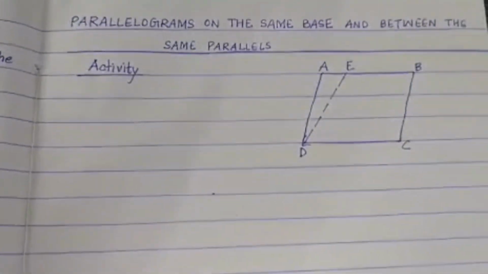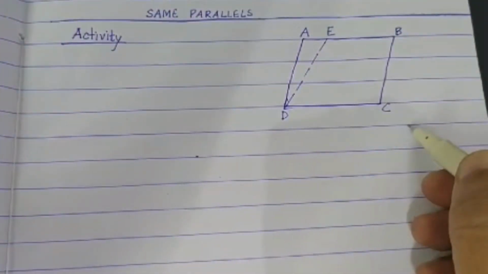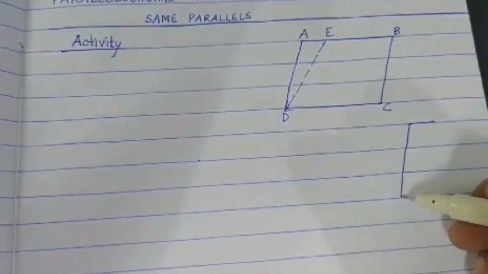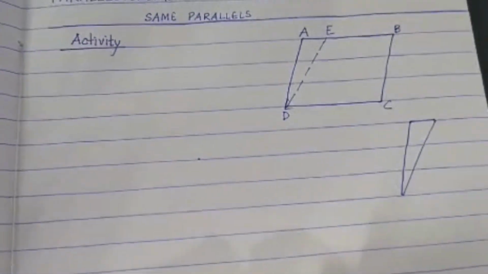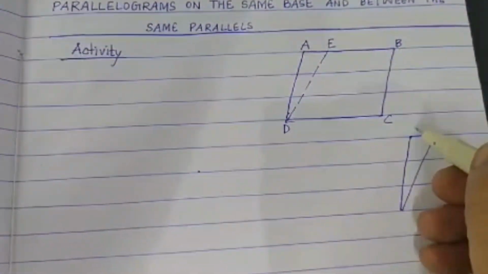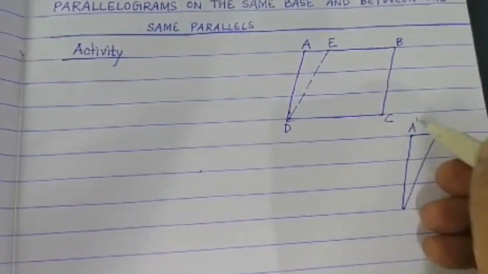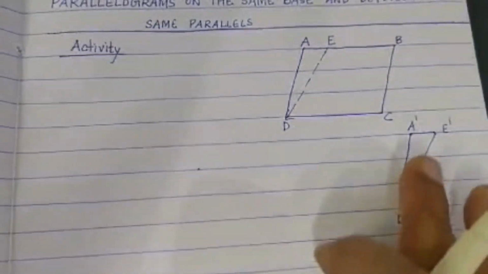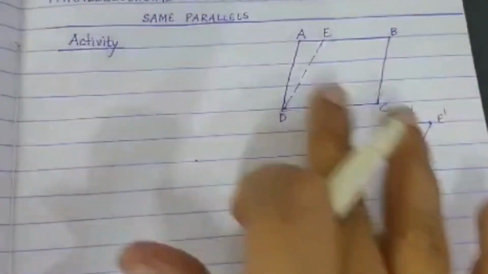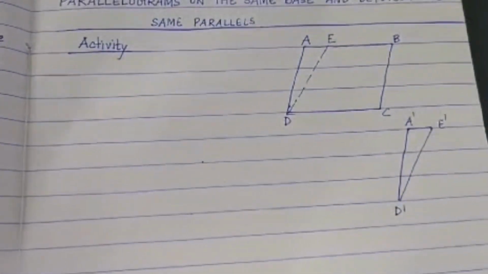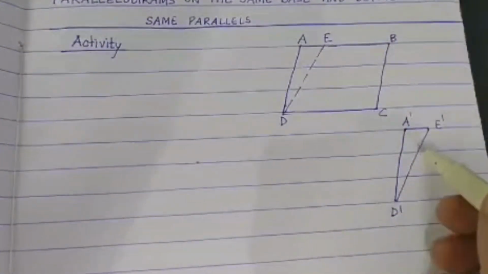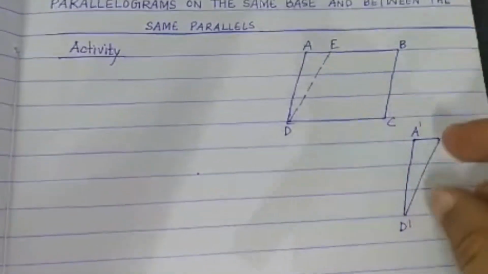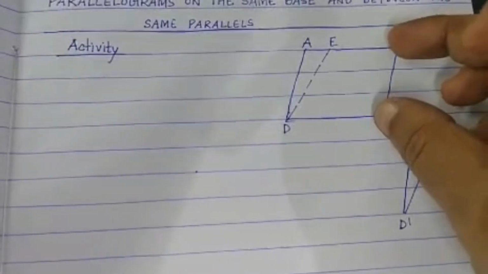So on another sheet of paper you cut a triangle congruent to this triangle, and you name it A dash, D dash and E dash. Now you place this triangle here in such a way that this side A dash D dash coincides with BC.